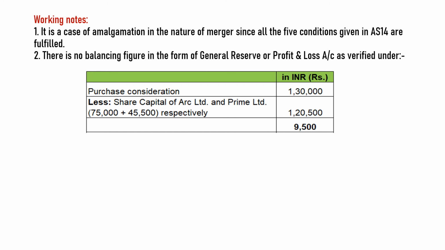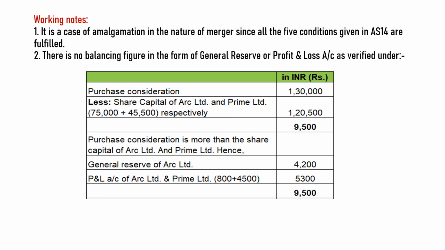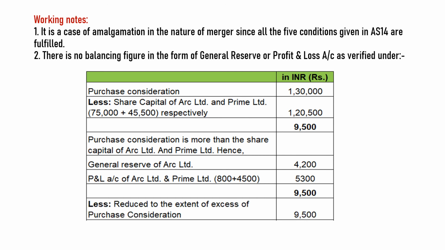Purchase consideration, as you see, is 1,30,000, and that is more than the share capital of ARC and Prime put together. Therefore, we add general reserve of ARC, that is 4,200, from the balance sheet with the profit and loss of both ARC and Prime of 5,300 to get 9,500. The excess to be written off is rupees 9,500 obtained from subtracting share capital from purchase consideration. 9,500 minus 9,500 is 0, and therefore there is nil balance to be shown.